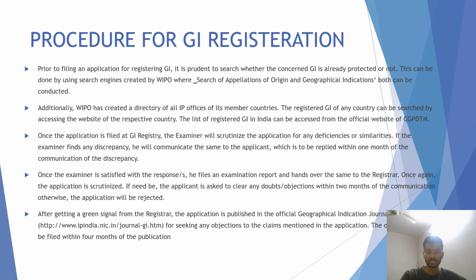After getting a green signal from the registrar, the application is published in the official Geographical Indication Journal. For seeking any objections to the claims mentioned in the application, the person can file an opposition within 4 months of the publication.